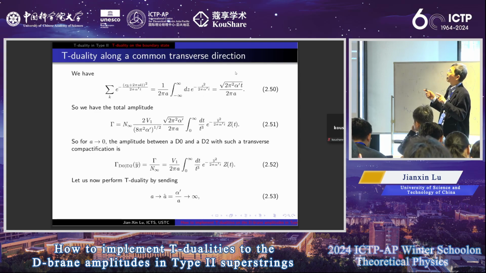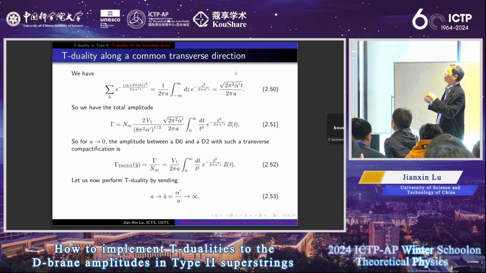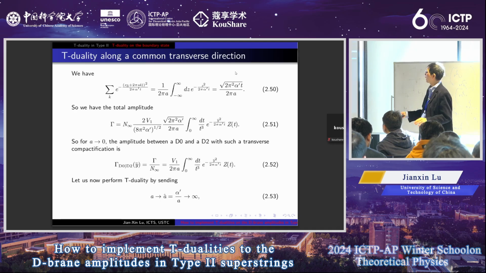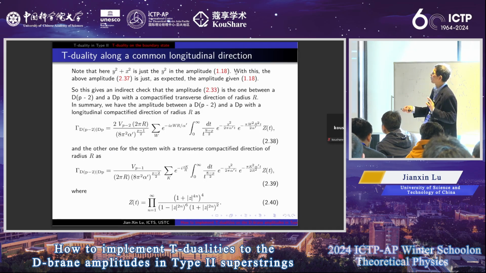That implies you can do the T-duality on the transverse direction only if you take the compactified radius to 0. In that case, you can perform the T-duality. Otherwise, you have to go back to the general formula I gave here. For the general compactification along the longitudinal direction, you have to use this formula. For the transverse one, you have to use this formula to do the T-duality.